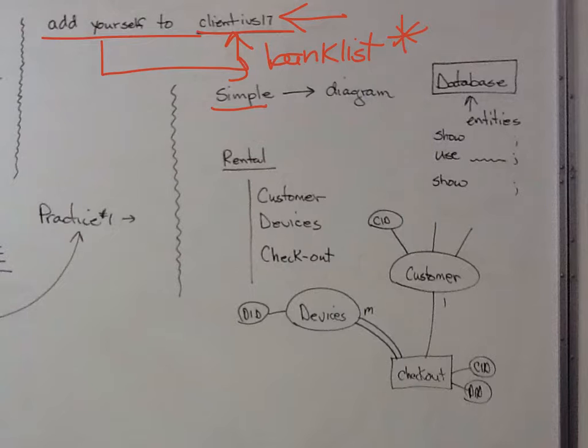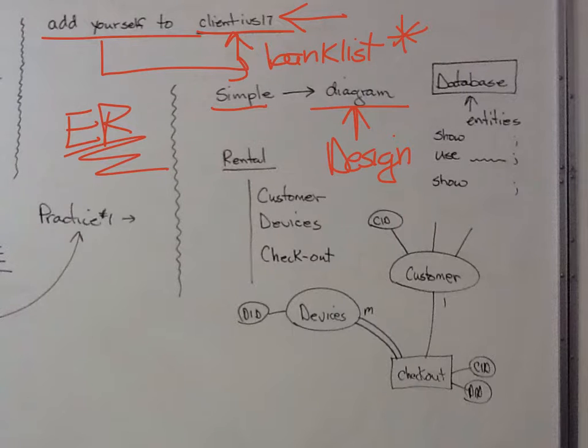So we're starting out looking at simple examples and how we can diagram the design. Entity relationship diagrams. So we used the example, we had the rental from the test, or the first exam, customer, devices, and checkouts, what I call them. Some people call them rentals and so forth.